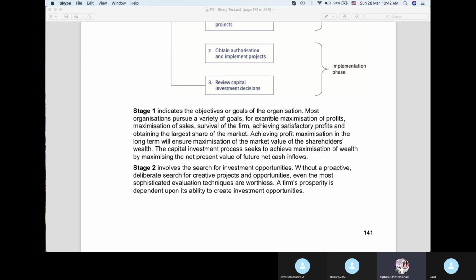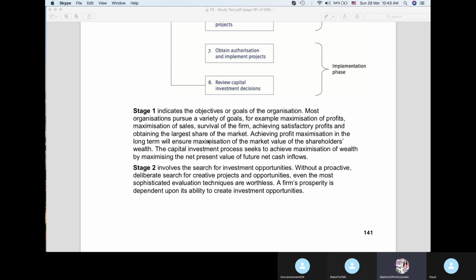It indicates the objective or goal of the organization. Most organizations pursue a variety of goals, for example, maximization of profit, maximization of sales, survival of the firm, achieving satisfactory profits, and obtaining the largest share of the market. These objectives would then be translated into a certain kind of strategy.